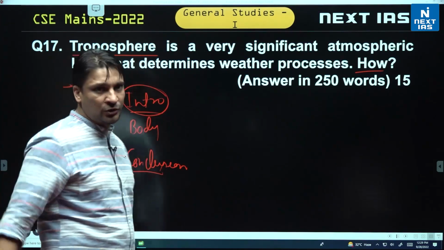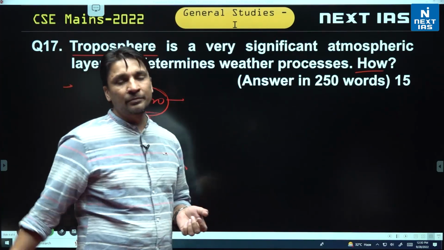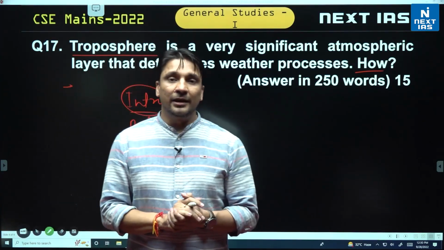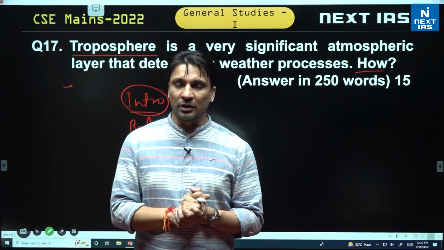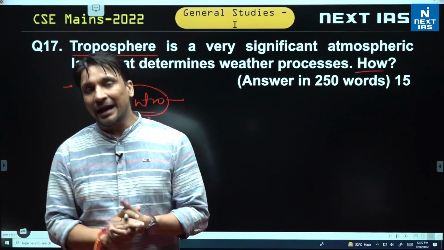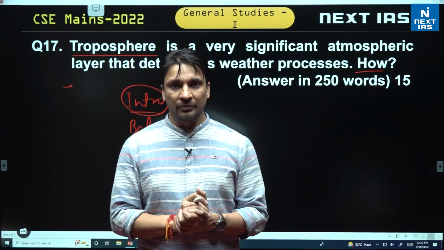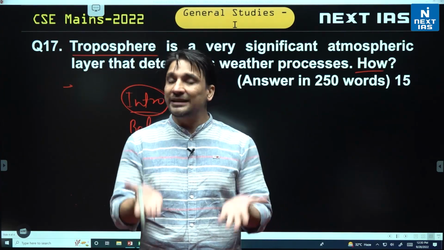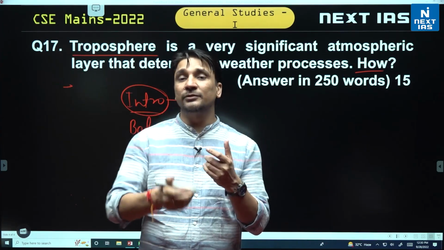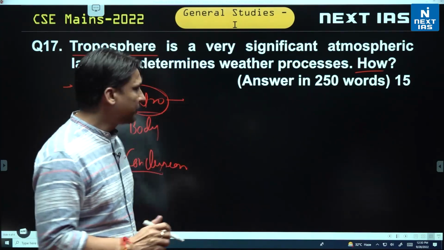Introduction will include the description of troposphere. So troposphere is the lowermost layer of atmosphere, which has around 99% of atmospheric water vapor and particulate matter, and more than 75% of atmospheric gases. In troposphere, temperature decreases with height, which is called the normal lapse rate, and that happens at the rate of 6.5 degrees Celsius per kilometer. That is the introduction of troposphere.